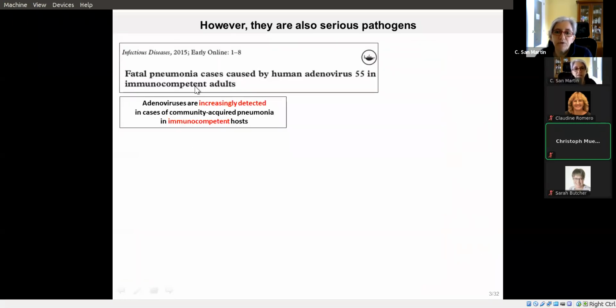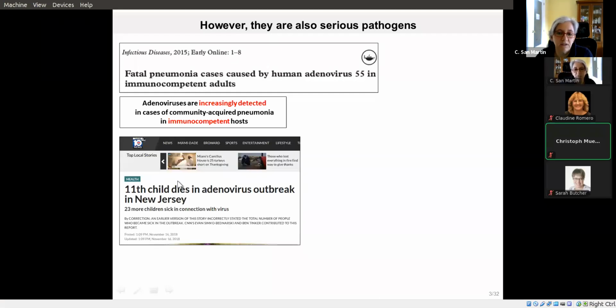There are cases reported of very serious pneumonia in immunocompetent individuals. And in cases of immunocompromised patients, the cases get even worse. Here, for example, a couple of years ago, there was an outbreak of adenovirus infections in a clinic in the United States, and 11 children died.